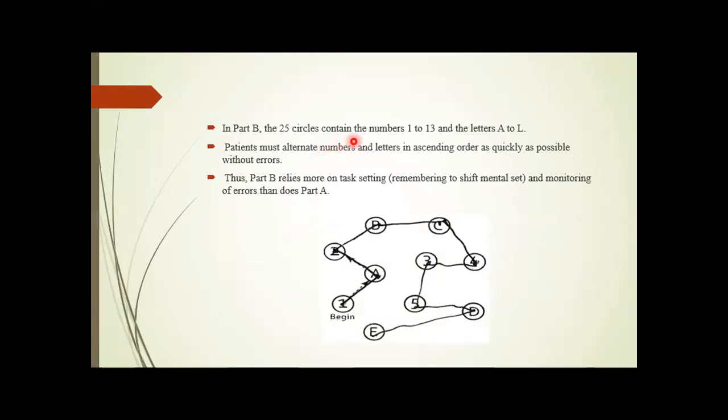In part B, the 25 circles contain the numbers 1 to 13 and the letters A to L. Patients must alternate numbers and letters in ascending order as quickly as possible without errors. Thus, part B relies more on task setting, that is remembering to shift mental set, and monitoring of errors than does part A. Like it is shown here, first there is a number and then there is a letter and the patient has to connect it in ascending order. But the patient here has connected 1 to A, then A to 2. Then after 2, he has to connect B. After B, he has to connect 3, but the patient has connected C.